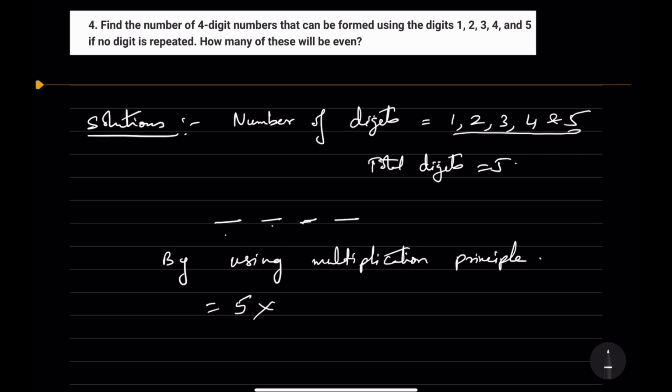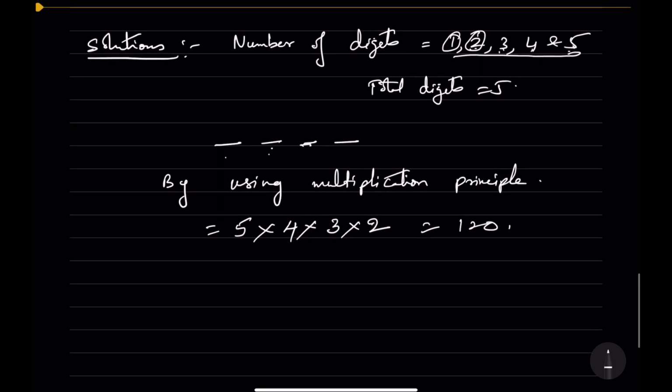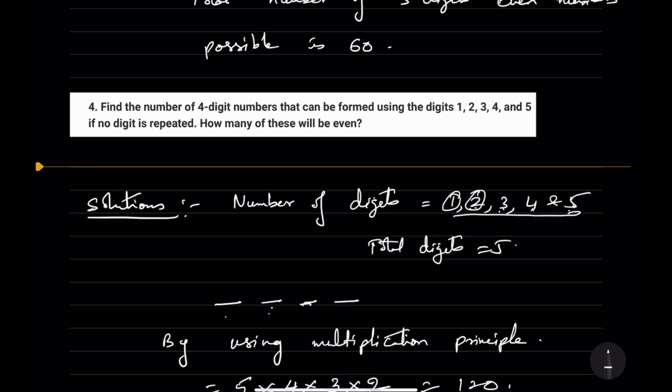The second digit can be done, because one is filled, what is the number of digits left out? 4. So the second place can be filled by any of these 4 numbers. Now the third digit can be filled in any of the 3 numbers. Then the last digit can be filled in 2 ways. So 5 4s are 20, 20 3s are 60, 60 2s are 120. So now here next he is telling, this is no digit repeated.